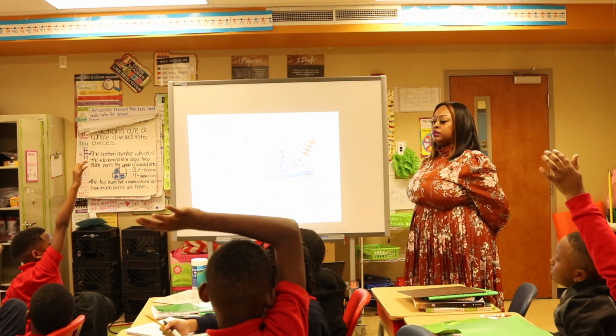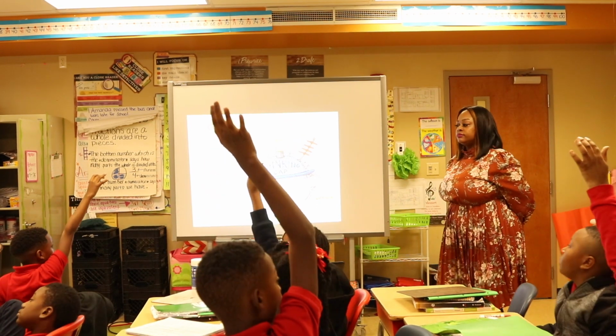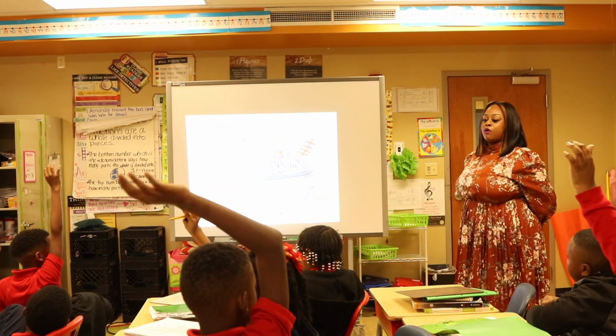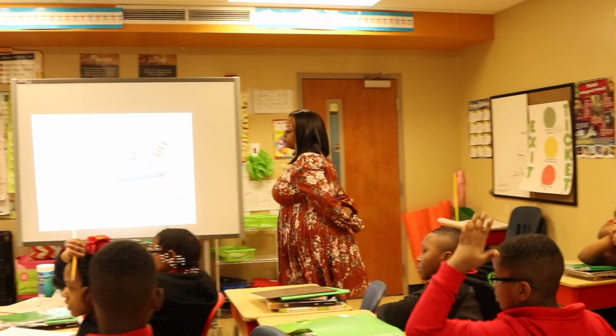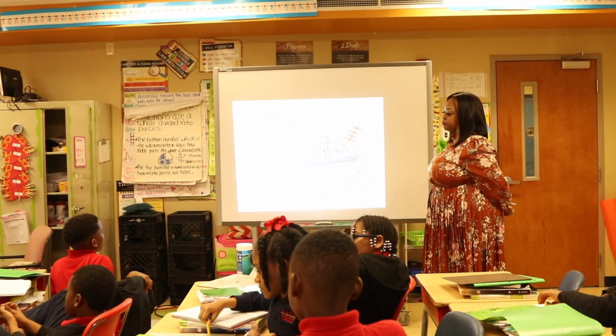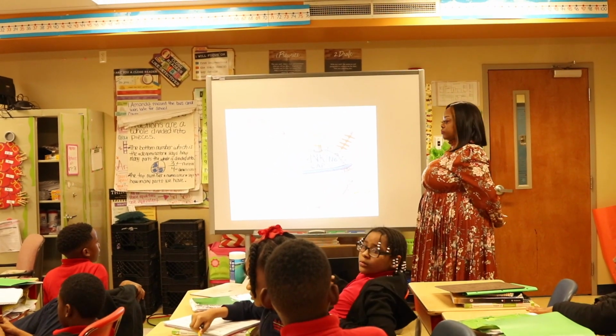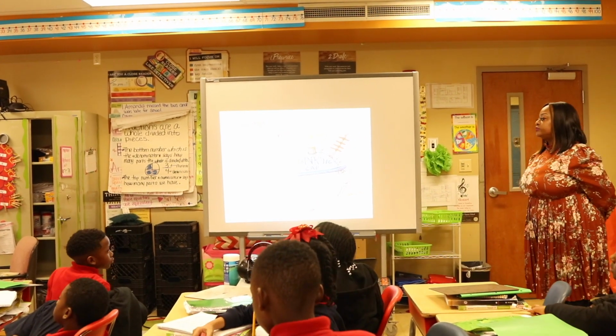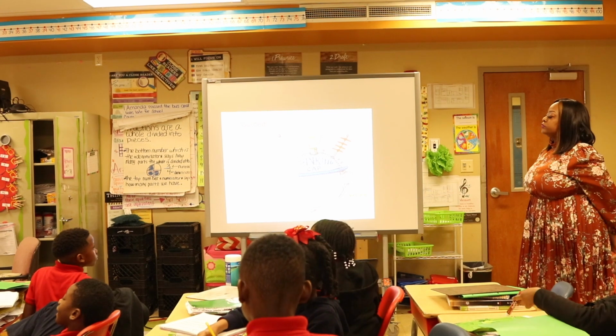One person know? Three people know? Four people know? What does the product of 9 and 4 mean, Jamari? The product means the answer to a multiplication problem. So therefore, way to go, Jamari! Way to go!